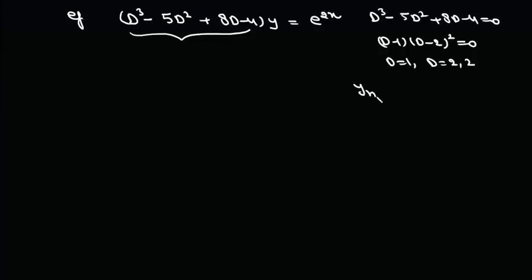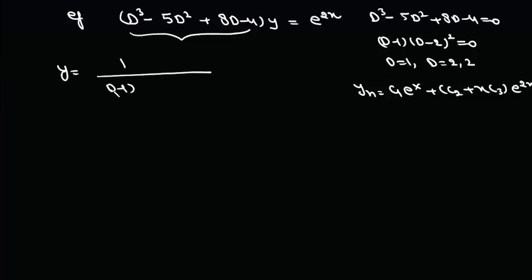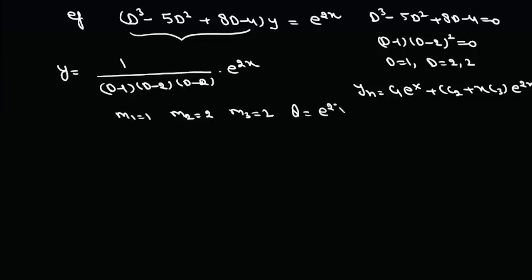So we know that its yh will be c1 e to the power x plus c2 plus x c3 e to the power 2x. Now we can write this y as 1 upon d minus 1 d minus 2 d minus 2 into e to the power 2x. Now here m1 is 1, m2 is 2, m3 is 2 and q is e to the power 2x.